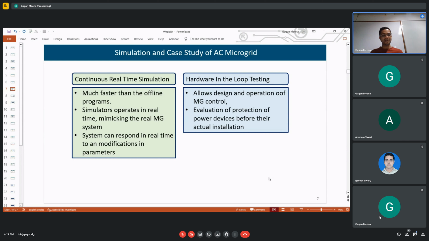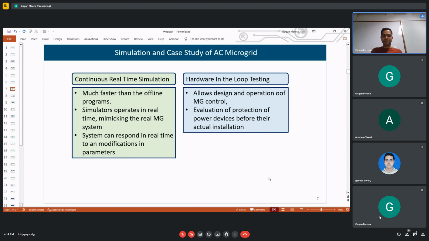Then it takes a lot of time because it has to solve these differential equations. So it's an offline program, but RTDS programs are very fast, mimicking almost in real time the actual system. That is why they operate in real time, mimicking the real microgrid system, and they can respond in real time to any modifications in the parameters.